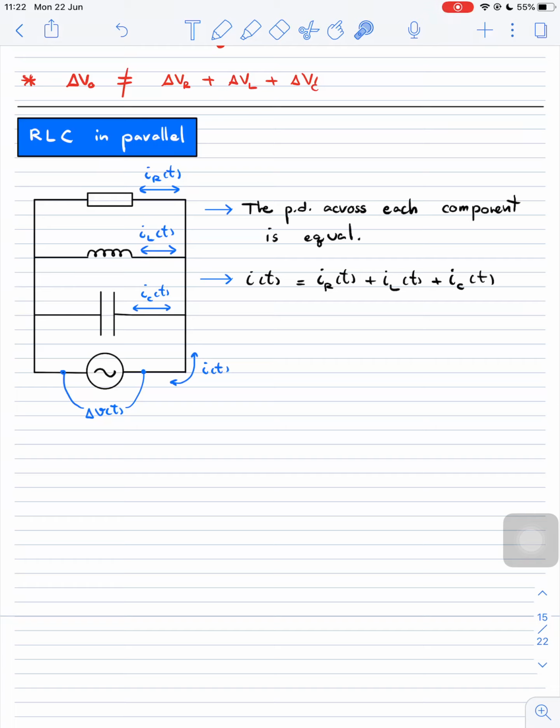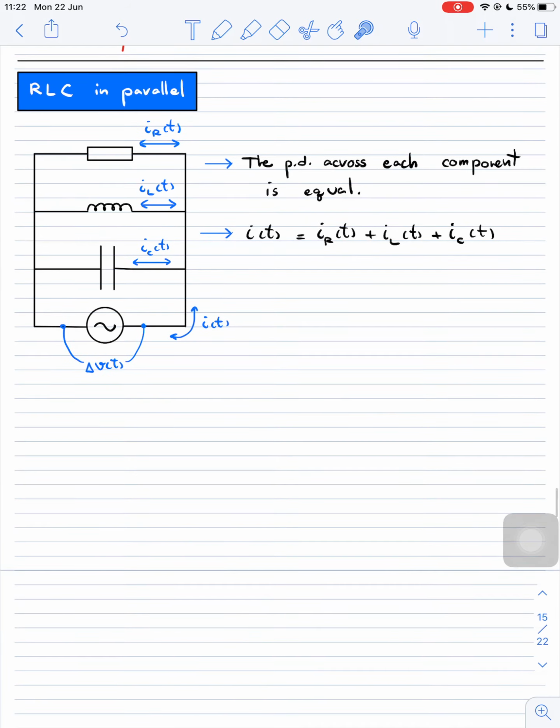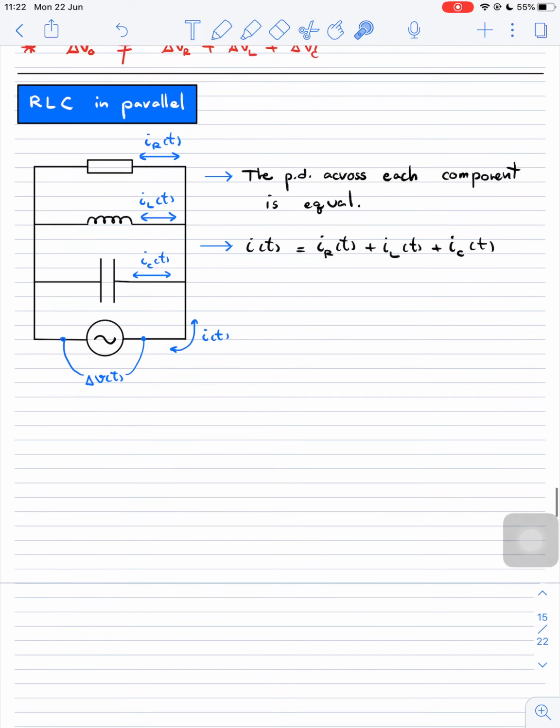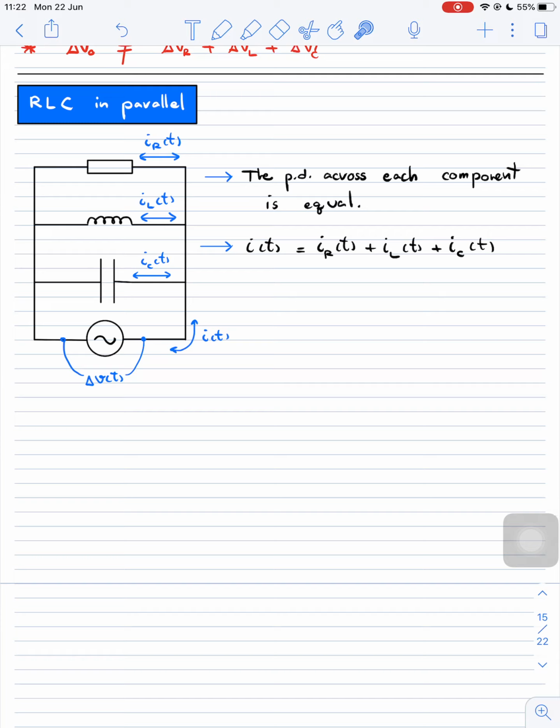For the RLC in parallel, we have a resistor, an inductor, and a capacitor connected in parallel, and then to the AC source as well. Let's assume that the current through the source is I, depending on the time t, and the potential difference across the source is delta V. Then the current through the resistor, the inductor, and the capacitor is just equal to this.